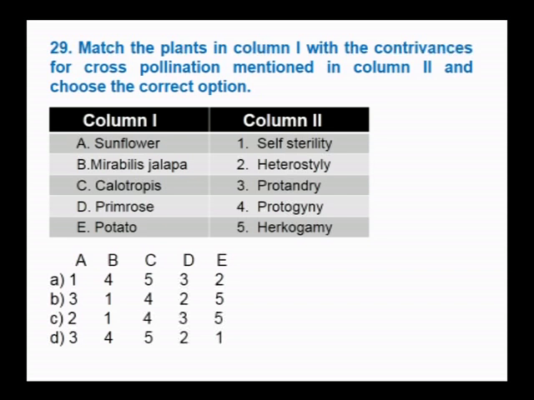Next question, match the plants in column 1 with the contrivances for cross-pollination, nothing but the outbreeding devices, mentioned in column 2. Choose the correct option. Sunflower, which I already mentioned, we have protandry. Mirabilis jalapa, protogyny. In calotropis, there is a barrier between the stamen and the pistil which prevents self-pollination and favors cross-pollination, hercogamy. In primrose, varied length of the stamen and the pistil, heterostyly. In potato, it is self-sterility, not only in potato, even in petunia and tobacco there is self-sterility. Therefore, if you go by this, the answer is D.